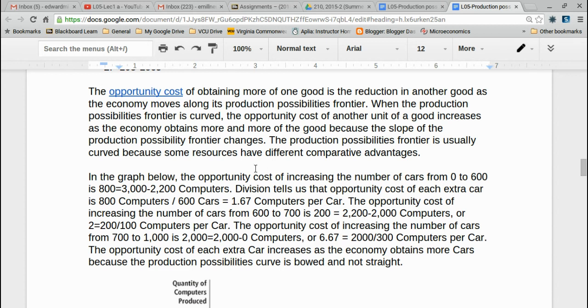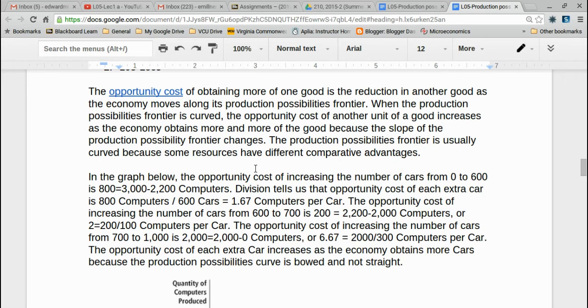The opportunity cost of obtaining more of one good is a reduction in another good as the economy moves along its production possibility frontier. When the production possibility frontier is curved, the opportunity cost of another unit of a good increases as the economy obtains more and more of that good. The production possibility frontier is usually curved because some resources have different comparative advantages.